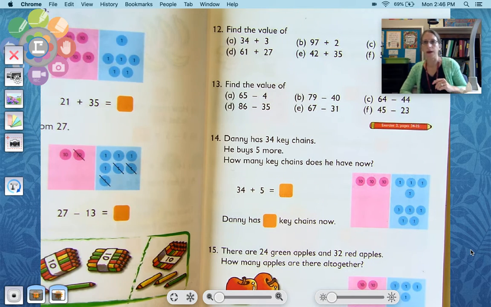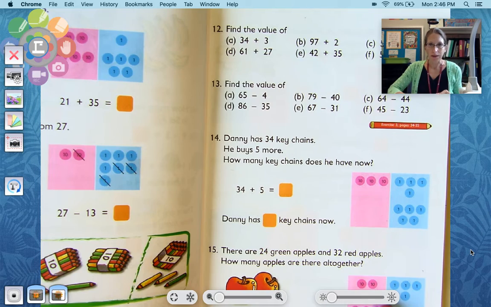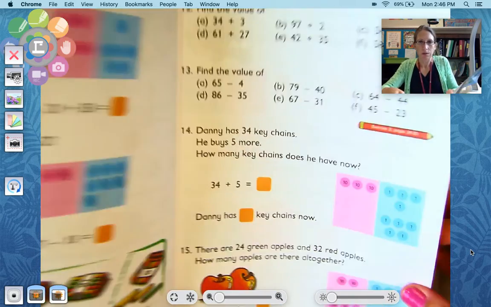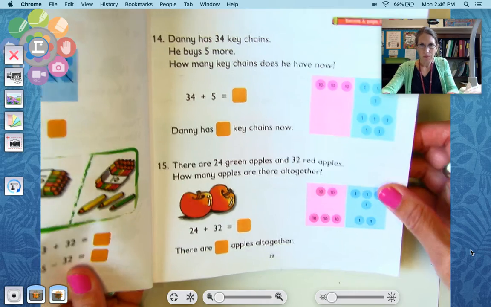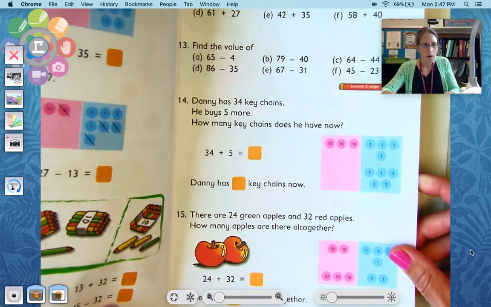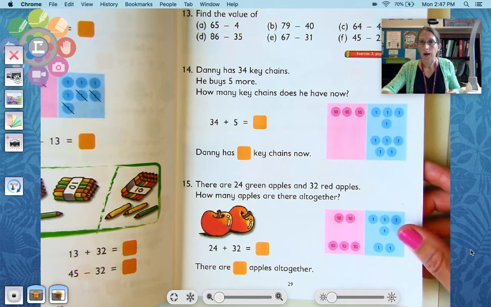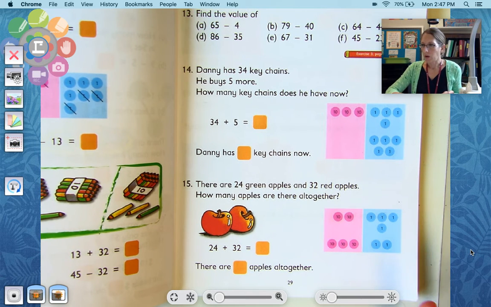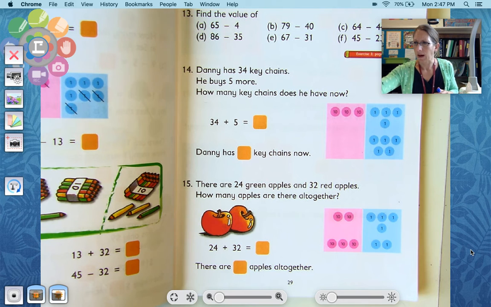All right, so today we are going to practice doing some word problems. So we are on page 29 in our textbooks. There we go, page 29. And we're going to do a little bit of practice together with some word problems where sometimes we're adding and sometimes we're subtracting. So we're going to think about, when do I add and when do I subtract?